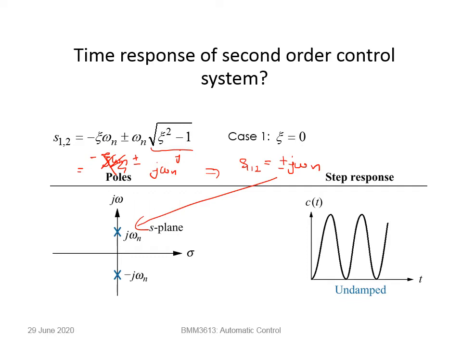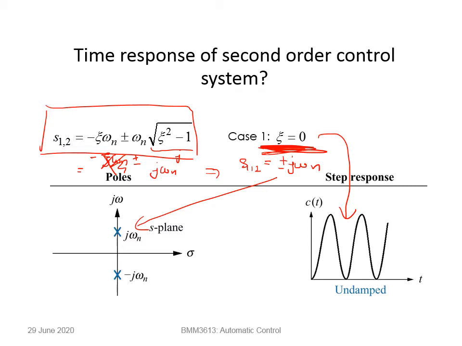So next time, if you have your poles written like this and your zeta equals 0, you don't have to do any calculation. By knowing the definition of zeta and omega n, we know that if you have a transfer function with zeta equals 0, then you will have an undamped response. That's the convenience of knowing the definition of zeta and omega n, and of writing your position of poles as a function of zeta and omega n. So that's the first case, where we have zeta equals 0.